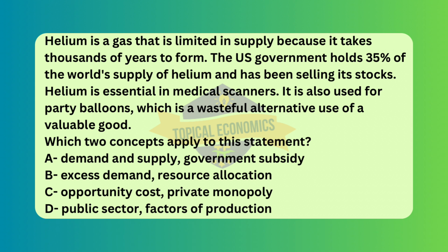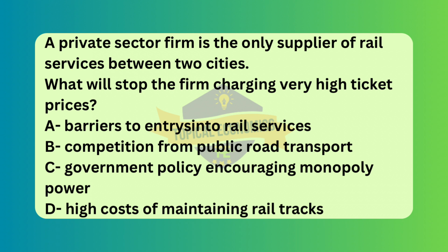The resource allocation aspect comes into play because the U.S. government holds a significant portion of the world's helium supply, and how it decides to sell or distribute this helium involves important decisions about how to allocate the resource across different uses, some of which might be less essential or more wasteful. This issue of inefficient resource distribution highlights the need for better management to ensure helium is used where it is most needed.